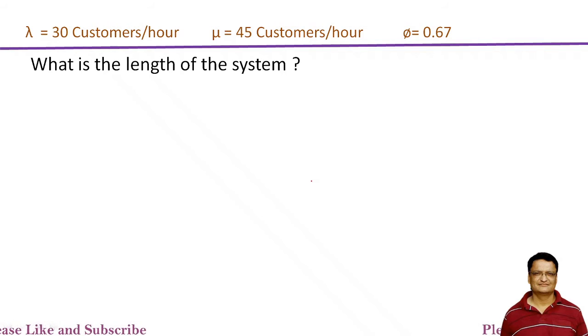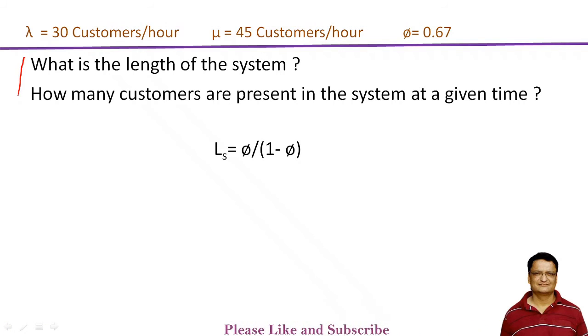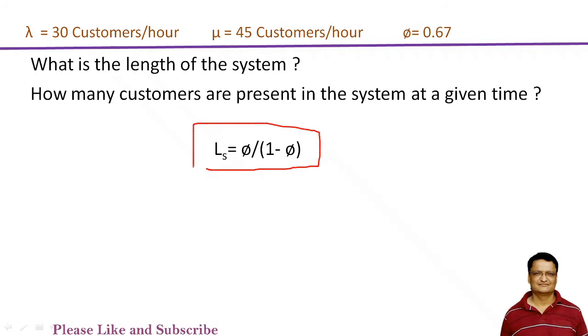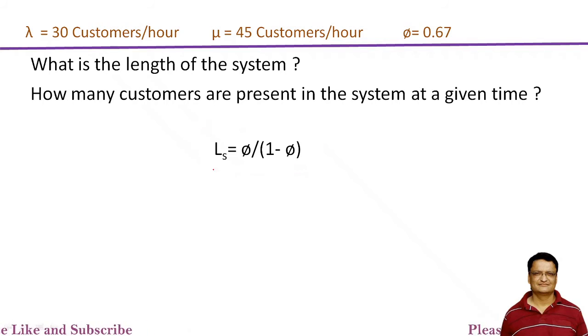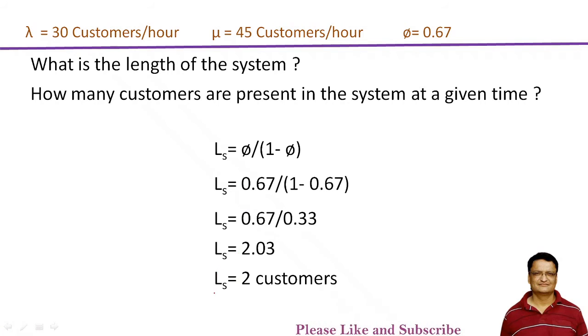What is the length of a system? How many customers are present in the system at a given time? Both things represent one and the same. Now this value is given by this particular formula. You need to remember this formula. So if I put all these values, I get the answer as 2 customers. So these are the total number of customers present in the system. Now when I say present in the system, there may be some customers waiting in line and there may be some customers who are getting service.